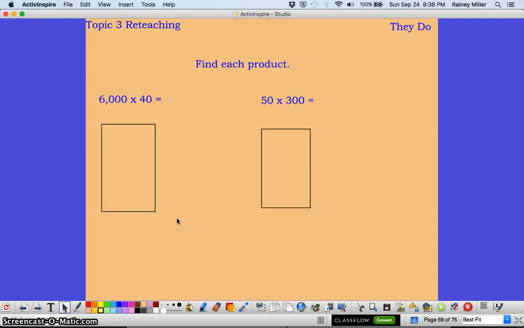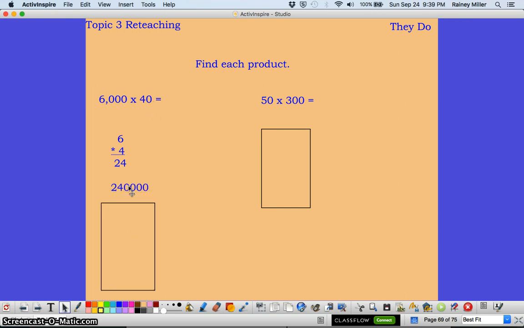Okay, this is that whole zero trick thing that we learned. So go ahead, stop the video and solve these two problems. Okay, so first off, I look at this and go, man, that's a big problem to do in my head. What if I took it down to 6 times 4? So I take it to 6 times 4, and that's going to be 24. And then I count how many zeros. 1, 2, 3, 4. There's 4 zeros in it. So I have 24 followed by 4 zeros in order to get that answer.